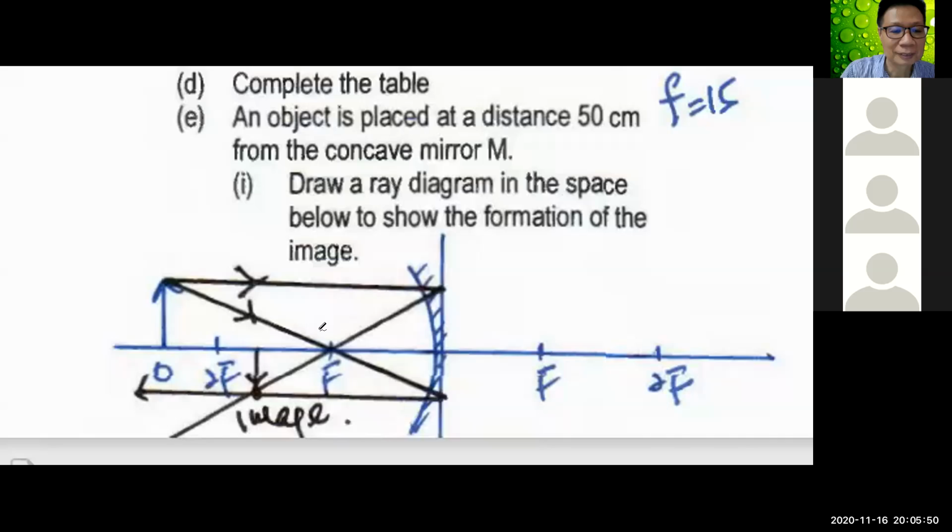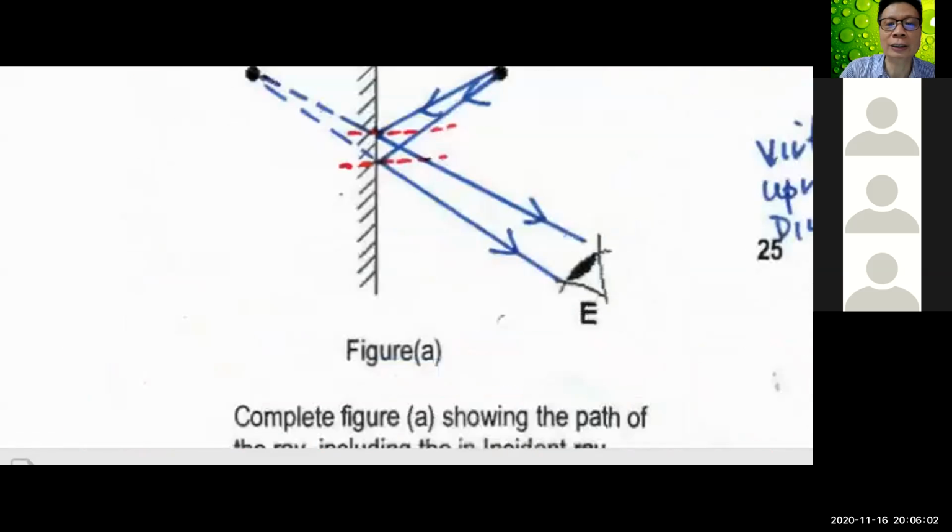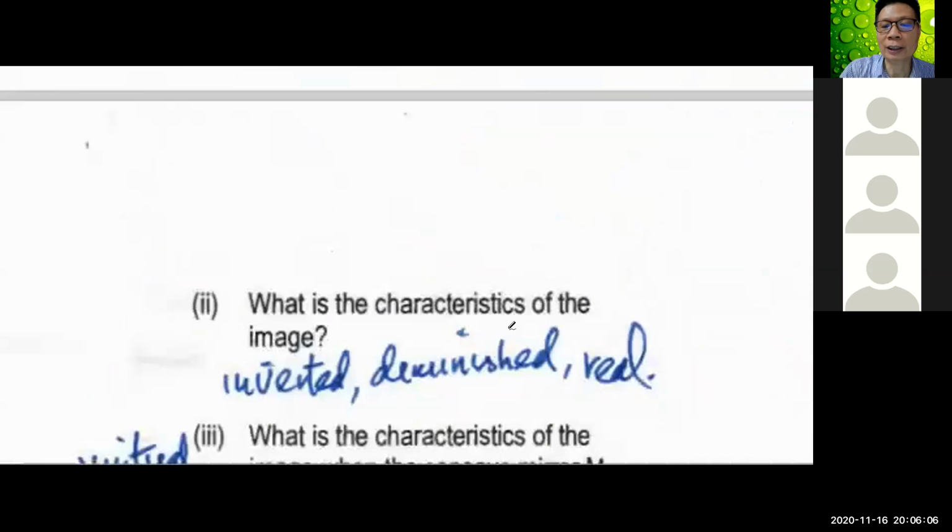Real, inverted, and one more? Diminished. Yes, correct, diminished. So the answer is real, inverted, diminished, okay? So the answer here: inverted, diminished, and real.